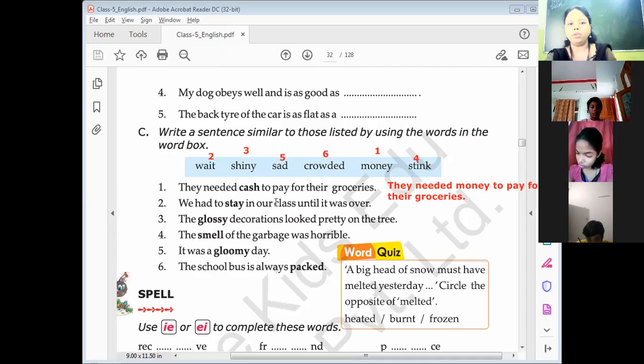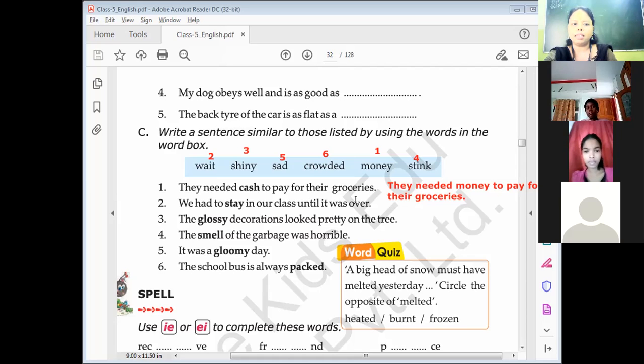I hope you all have written. You have to rewrite the sentence using these words in place of the words which are written bold here. In place of cash, you have to write money. In place of stay, you have to use wait. They had to wait in the class until it is over. In place of glossy, you have to write shiny. The shiny decoration looked pretty on the tree. I hope you all have written this. Move to the next exercise.